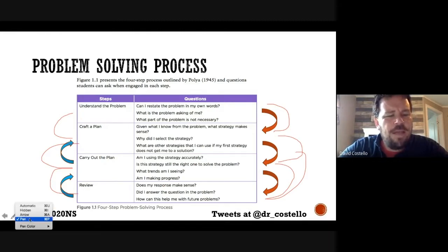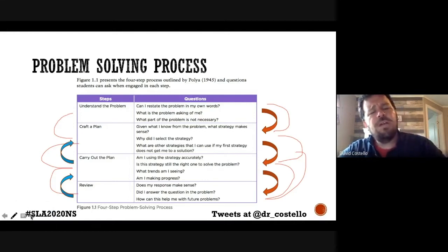We can understand the problem. We can go to craft a plan. But then when we're working through craft a plan, we can think, okay, do I clearly understand that? And I can go back to understanding the problem. Or I can take that plan and carry it out into that third component. But then if that plan isn't making progress, I can either go back to craft a plan or go back to understanding the problem.